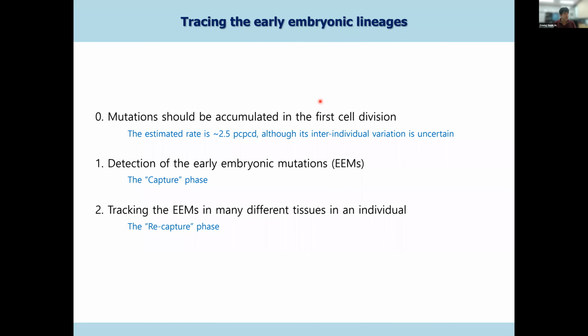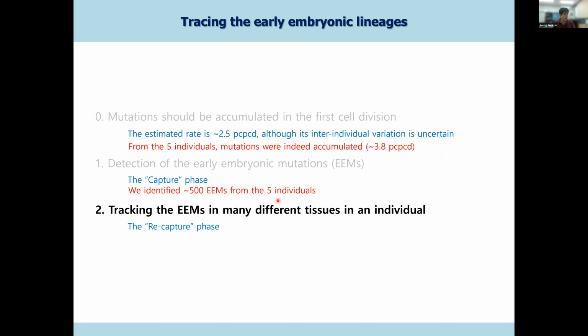So far I explained how we conducted the capture of early embryonic mutations, which was the capture phase. From the 5 individuals, we confirmed that mutations were indeed accumulated from the first cell division, and from clone whole genome sequencing, we identified overall around 500 early embryo mutations from the 5 individuals. Now we are moving to the recapture phase. We can track those early embryo mutations in many different tissues of the same individual. So this is how we conducted the recapture phase.